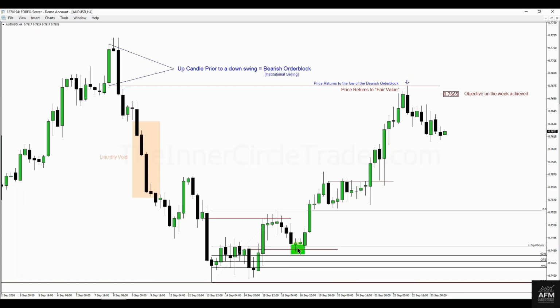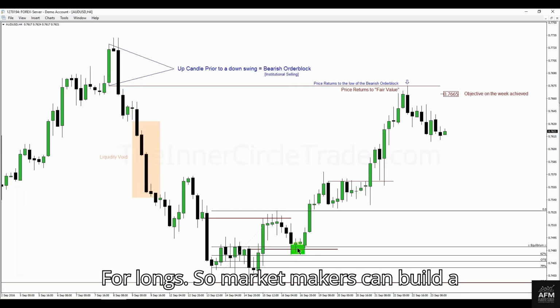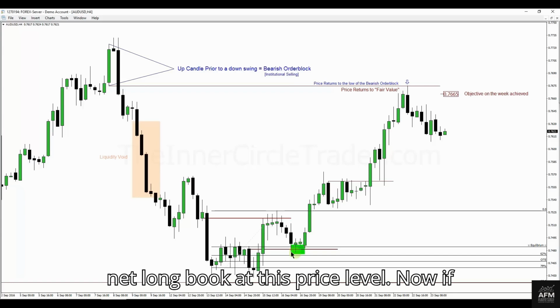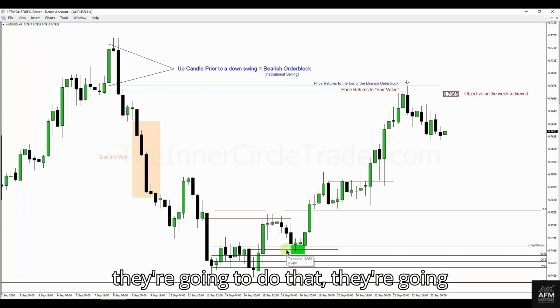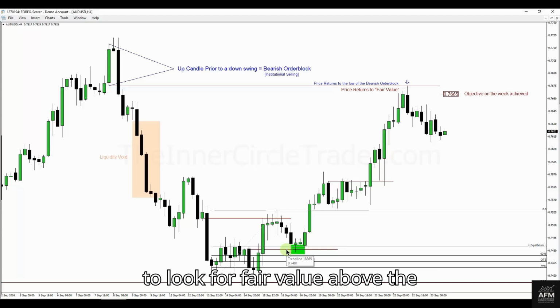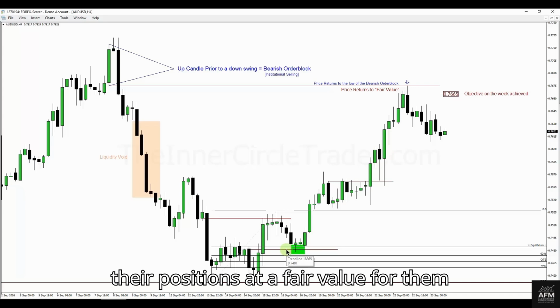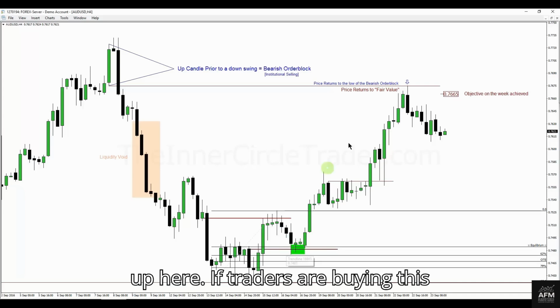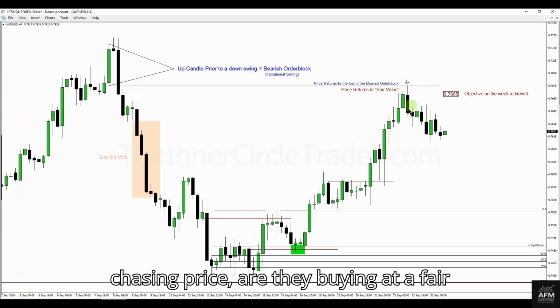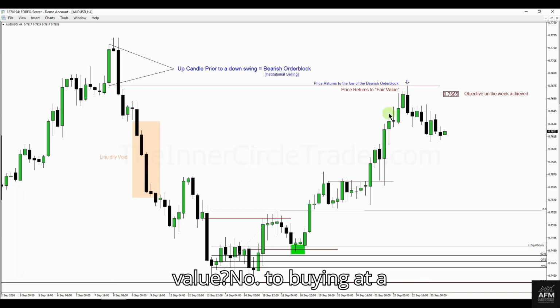For longs. The market makers can build a net long book at this price level. Now, if they're going to do that, they're going to look for fair value above the marketplace, where they can do what? Sell their positions at a fair value for them. Up here, if traders are buying this chasing price, are they buying at a fair value? No, they're buying at a premium.